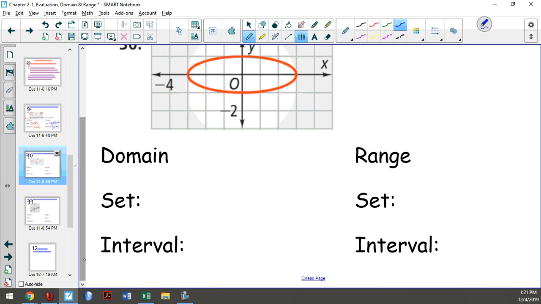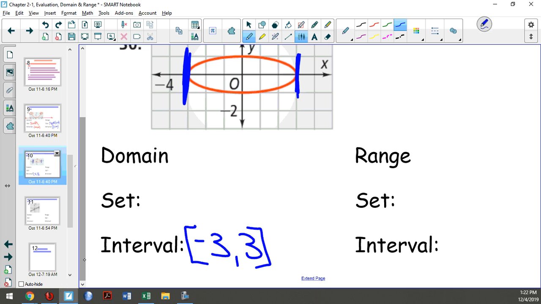Domain. What letter deals with domain? X. So I'm chugging along here, and where do I first run into my graph? At what value? The X value that I run into it at is going to be -3. Can it be -3? Yes. So do I have bracket or parenthesis? Bracket. Comma. When do I stop running into it? At +3. Can it be it? Yes, because I see part of a graph, so that's why it's a bracket.